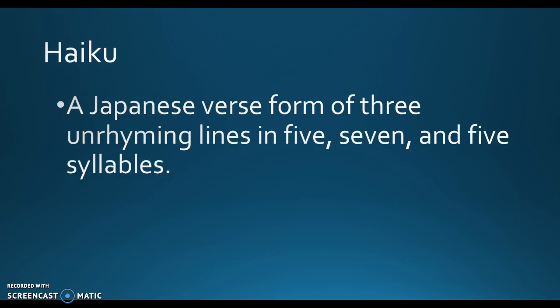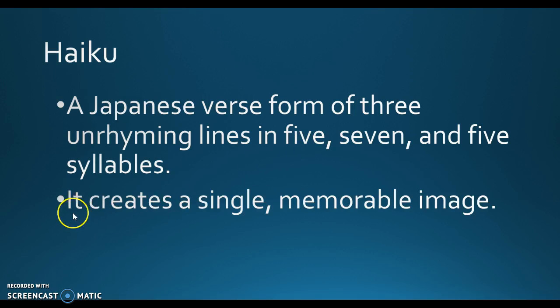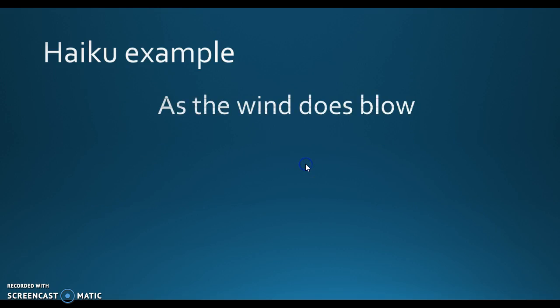Haiku is another form of poetry that's very popular. Okay, it's a Japanese verse form of 3 unrhyming lines. Again, the unrhyming part. 5, 7, and then 5 syllables. Okay, so this is a particular style and format that you will create. Okay, here's an example. Okay, and then the idea here is that it creates a single memorable image. Often it deals also with nature stuff, natural stuff.